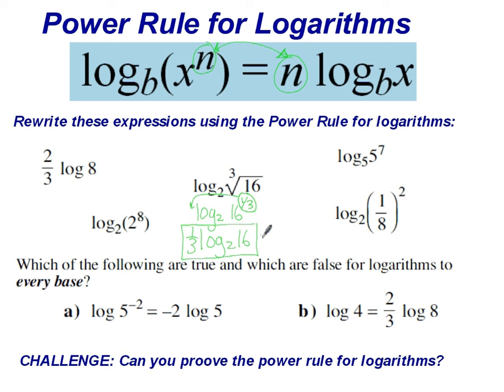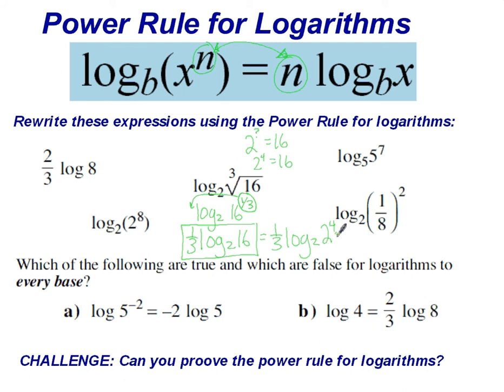Actually, we can take that one even a little bit further. Instead of leaving log base 2 of 16, you can think in your head for a second: 2 to what exponent gives 16? If you try a few numbers, 2 to the 1, 2 to the 2, you'll find out that 2 to the 4 is actually 16. So let's rewrite this one more time as log base 2 of 2 to the 4.